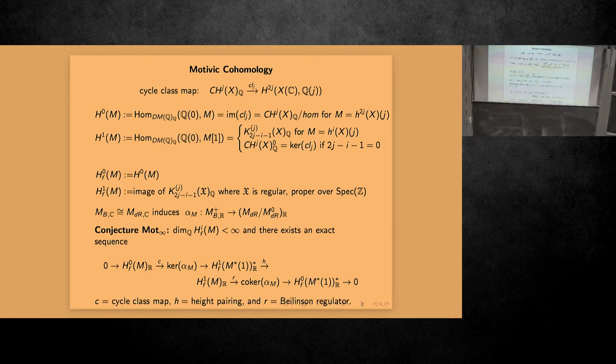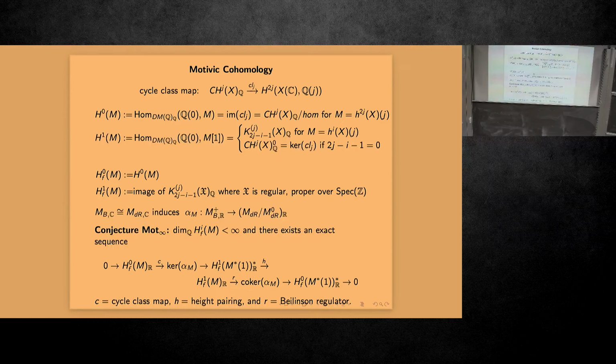So you have the cycle class map, and it's very mysterious which classes in the cohomology actually come from algebraic cycles. That's the content of the Hodge conjecture. But whatever it is, this map has an image and a kernel. The image of the cycle class map we declare to be the H0 of M. Again, if M is this H^2j twisted by j, for other M the H0 is trivial.